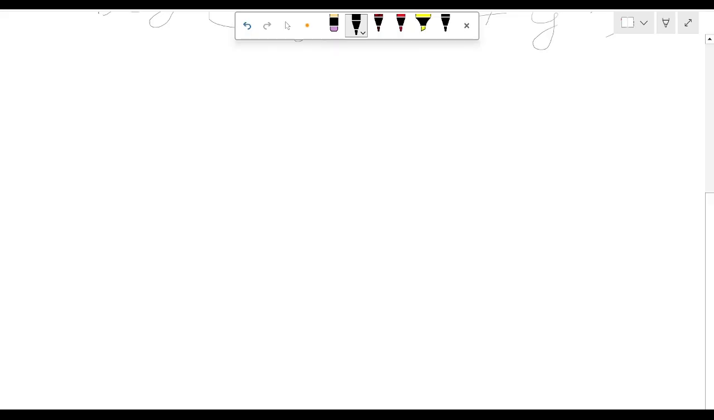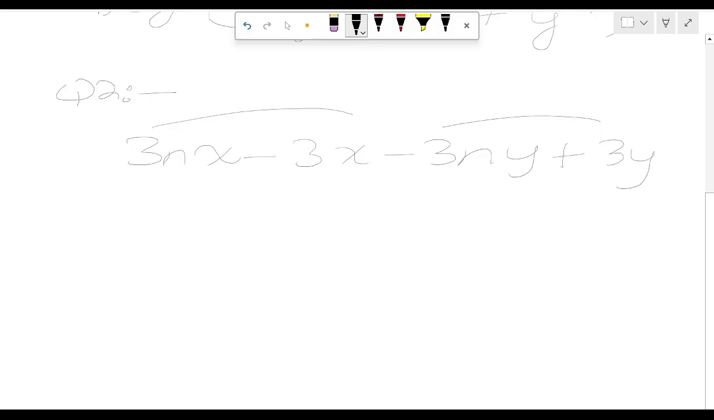In question number 2, we have the same requirement that we need to factorize these polynomials, and the polynomial given is 3nx minus 3x minus 3ny added with 3y. So we have four terms here, so I'll pick the common values between these two terms and then these two terms. The common value between these two terms will be 3x. I'll have n minus 1, and then I'll pick the common value, which is negative 3y, and I'll also have n minus 1 here.